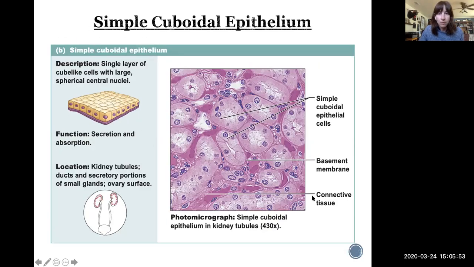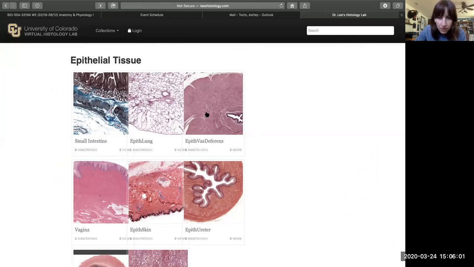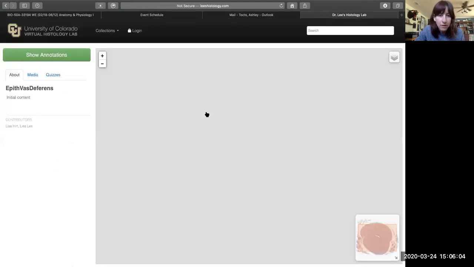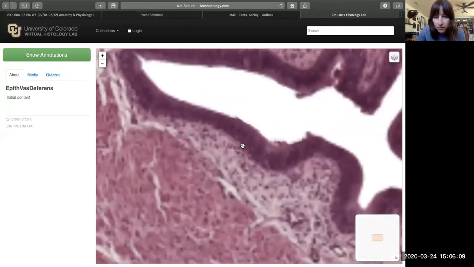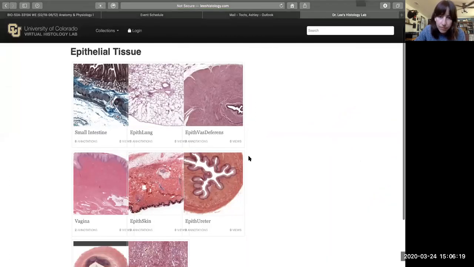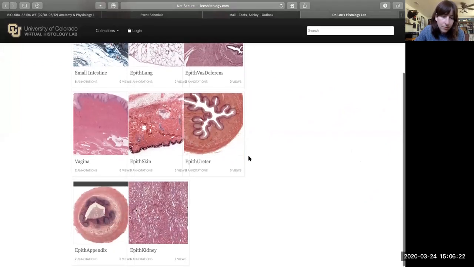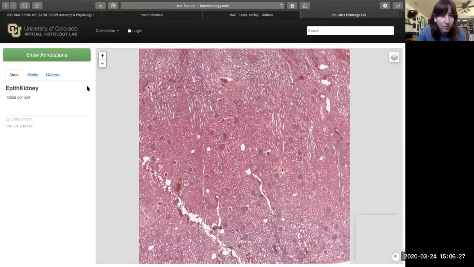Do we have, so let's see if we can find in Dr. Lee. That's vas deferens maybe, since that's a tubule. Do we get simple cuboidal there? Looks more column-like to me. So let's see. Okay, well, we'll just go back to our good old kidney, see if we can find a tubule cross-section.